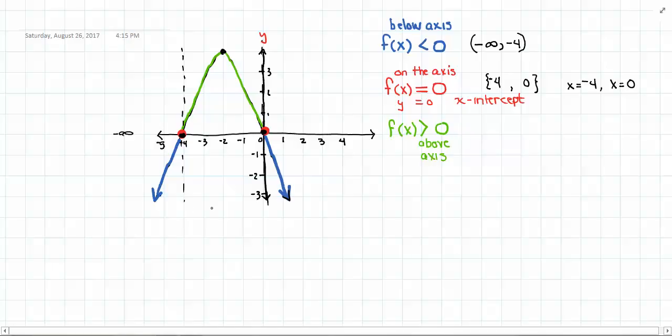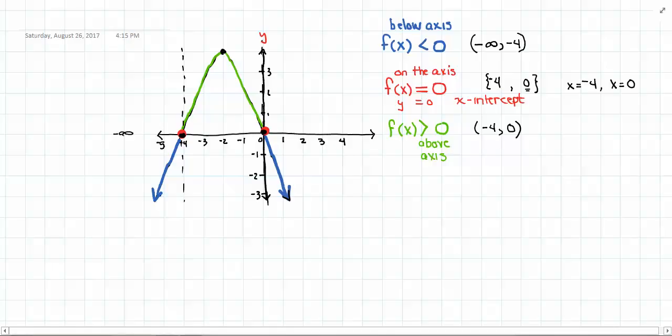Where it's above the x-axis, right here in the green, again, we're going across on the x-axis to read this off. From negative 4 to 0 is where your y values are positive. So from negative 4 all the way over to 0 in interval notation, we've indicated it's above. And then at 0, it's on the x-axis, and then it goes below the x-axis. That's where your y values are negative.